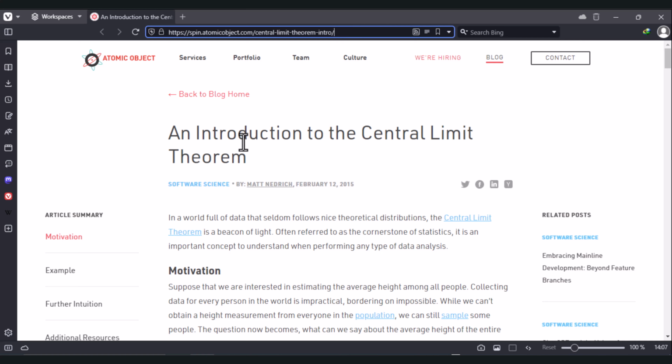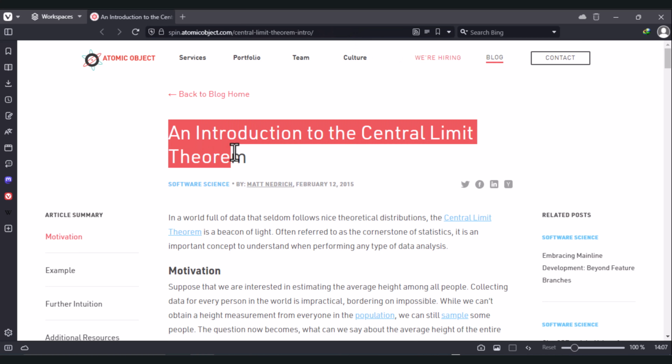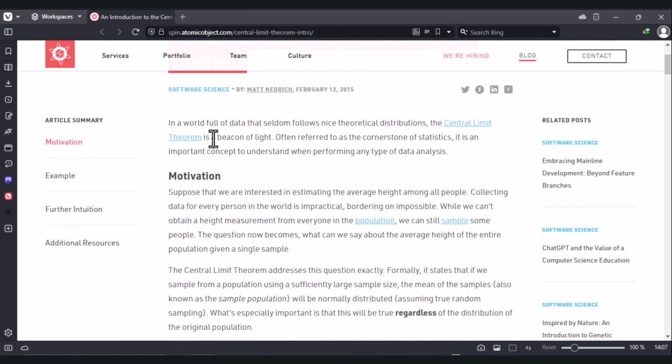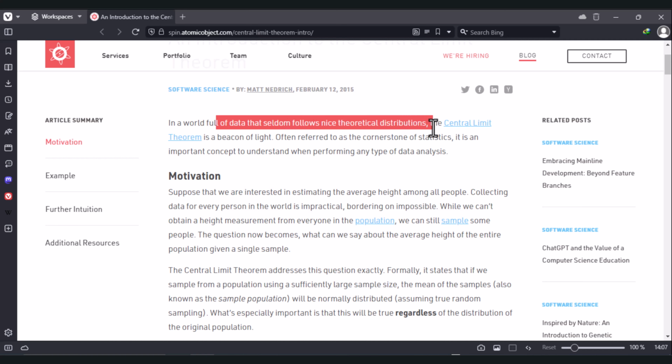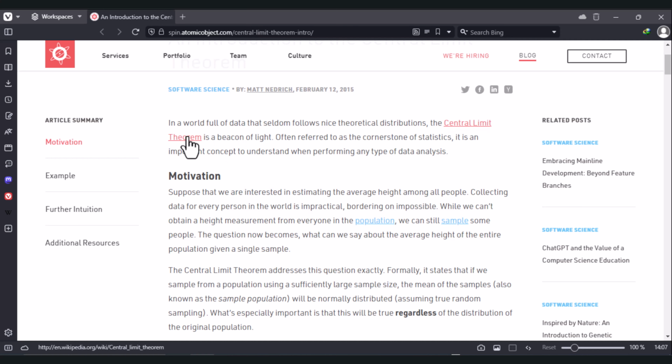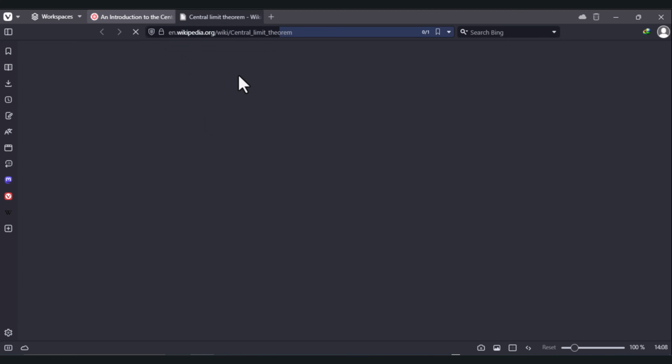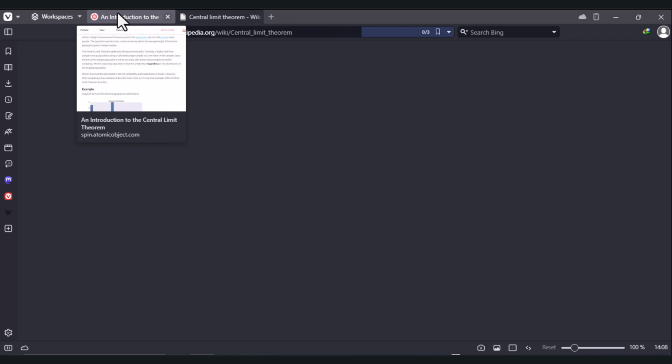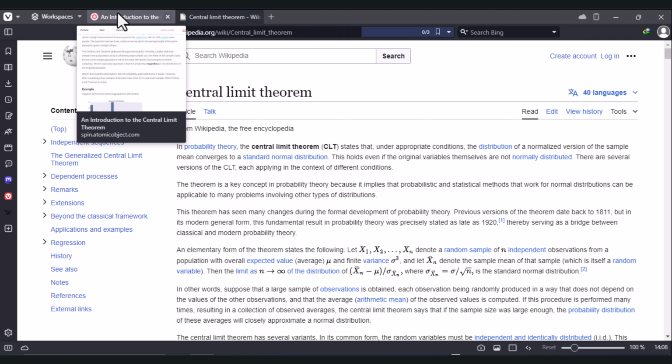Okay, so the introduction to the central limit theorem: in a world full of data that will follow a nice theoretical distribution, the central limit theorem is a beacon of light. If you want to go through the Wikipedia-style reference on the central limit theorem, you will get it here as well, so you can go through that content, folks.